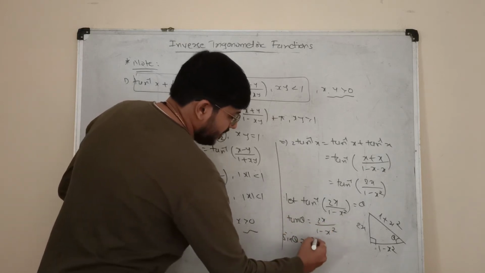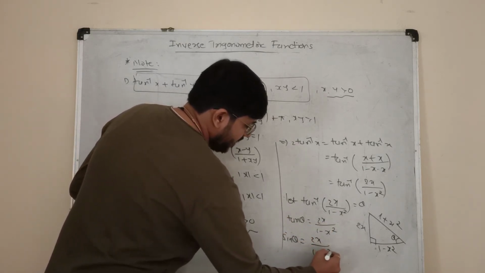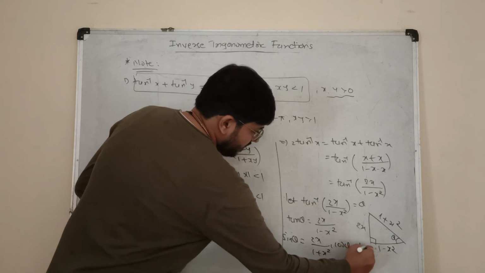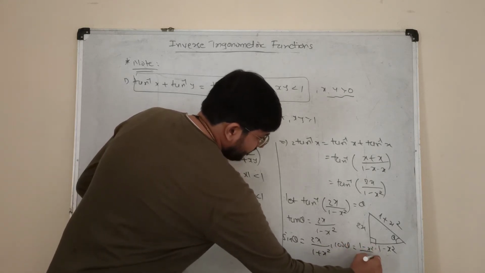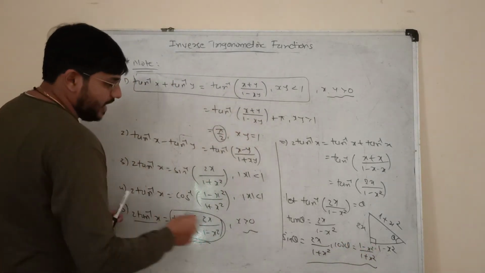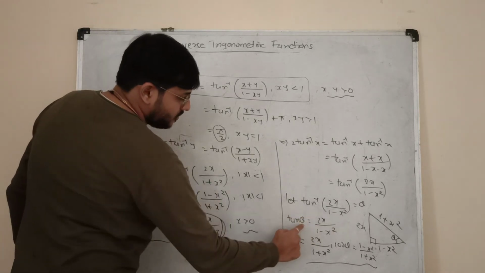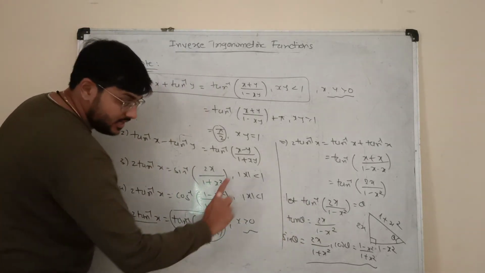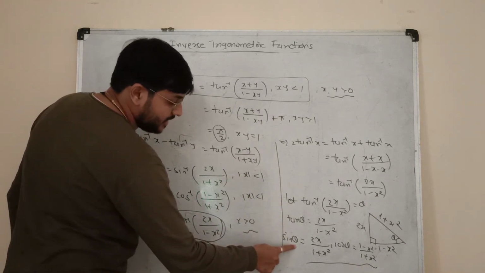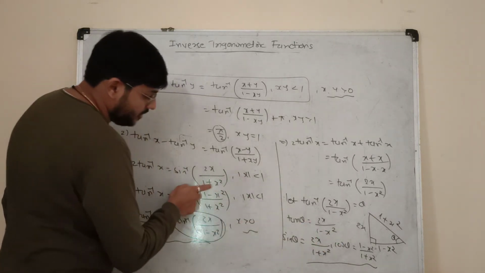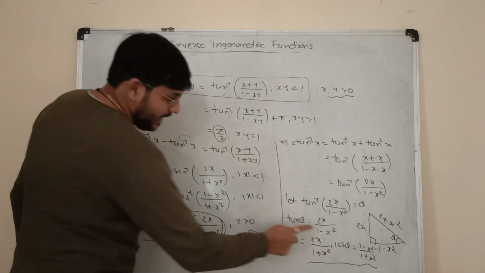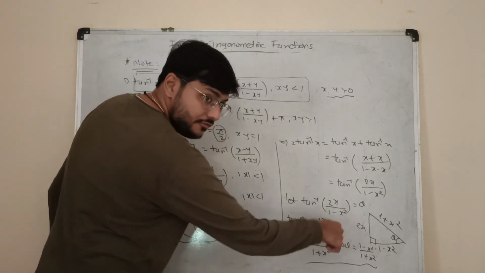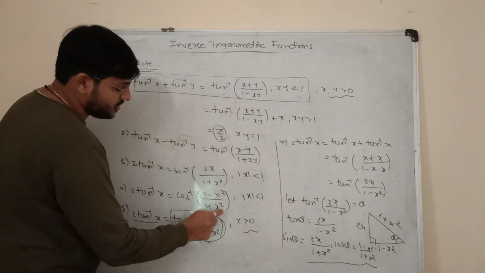So sin theta will be 2x by 1 plus x square, and cos theta will be 1 minus x square by 1 plus x square. You just check that tan theta equals this term. So what will be theta? Theta will be tan inverse 2x by 1 minus x square. Similarly, the same theta you can represent as sin inverse 2x by 1 plus x square, and similarly you can represent theta in terms of cos inverse 1 minus x square by 1 plus x square.